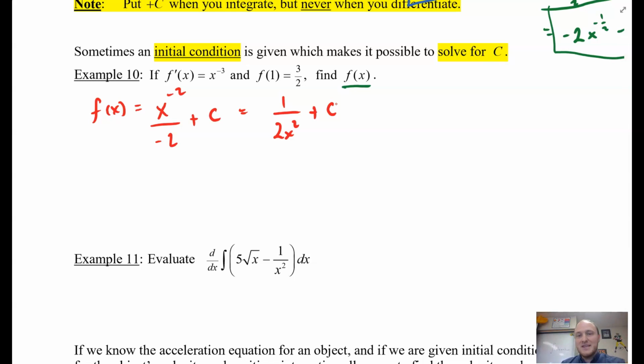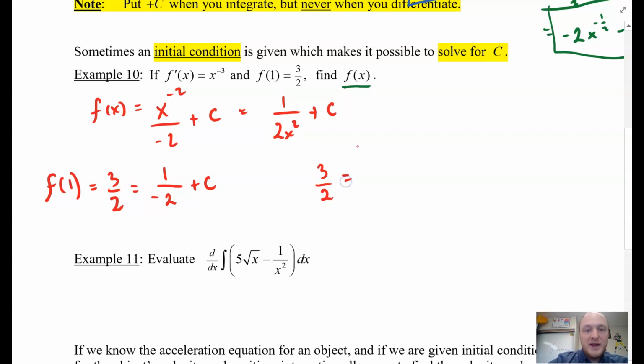Now what they do say is that f of 1 is equal to 3/2. Okay, so I'm going to take my function f of x and plug in 1. So I have 3/2 is equal to 1/2. Oh, you know what? I forgot a negative. This is negative, so that is negative 1/2, plus c. All right, so I want to go ahead and solve for c. I have this equation here: 3/2 is equal to -1/2 plus c.